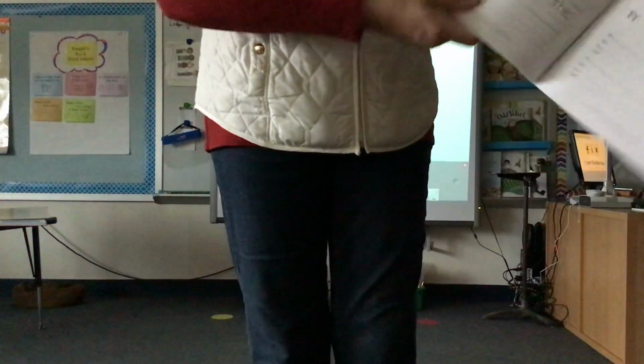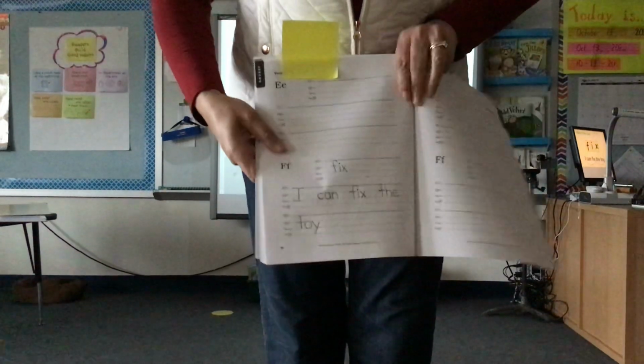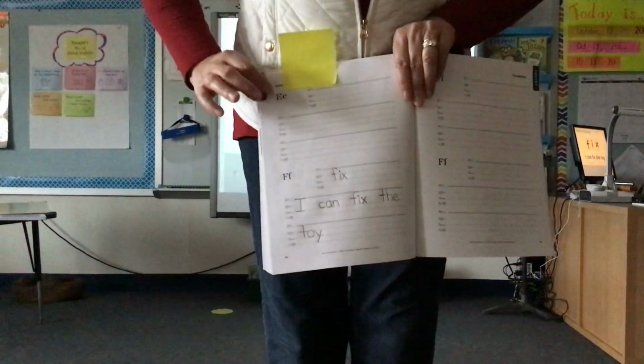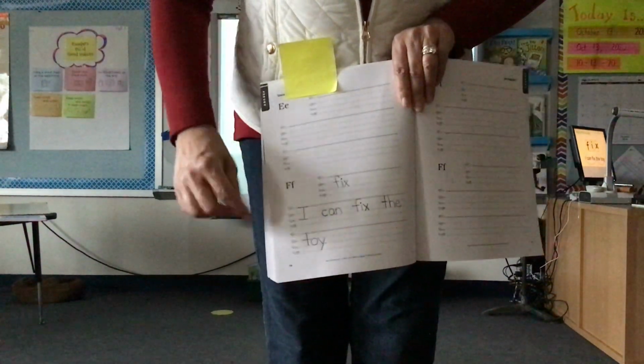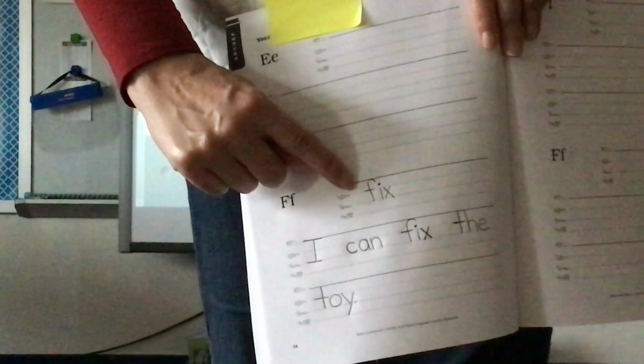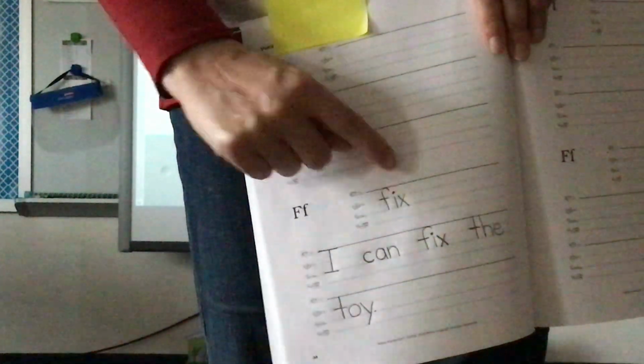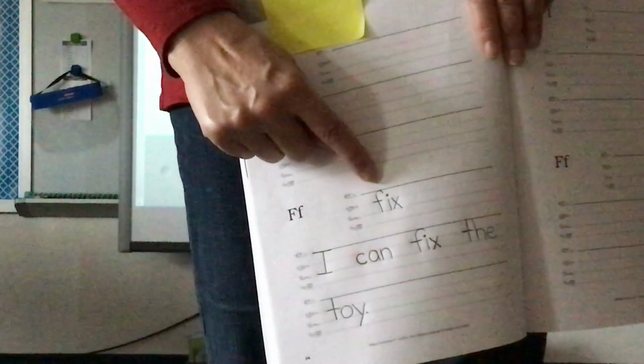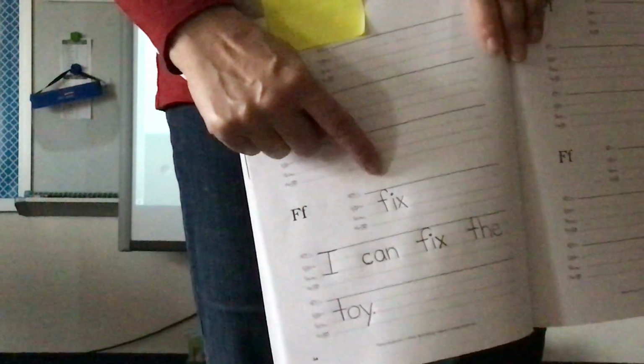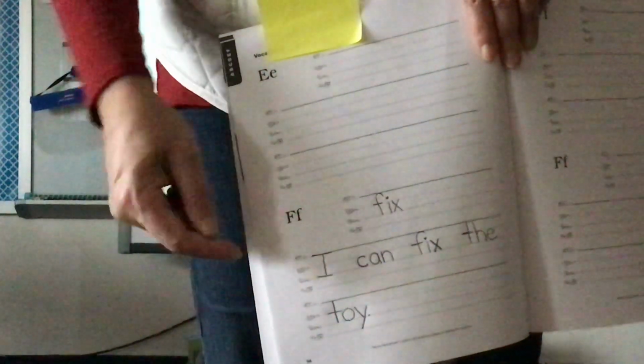It happens to be on page 34. And here's the very first F. You can see this is E and then F. So what you're gonna do is you're gonna write the word of the day on the first line. It says fix. Make sure it's all lowercase and watch where you're starting your letters.